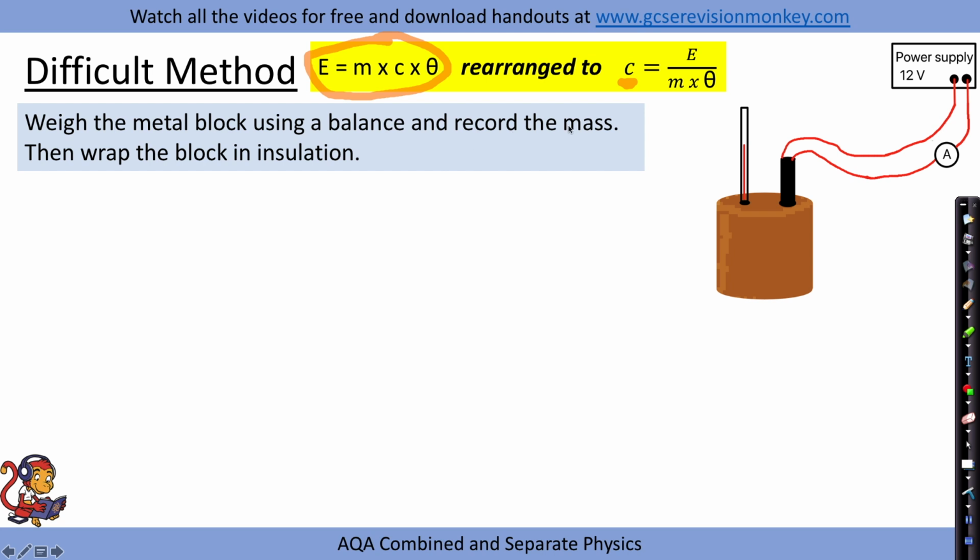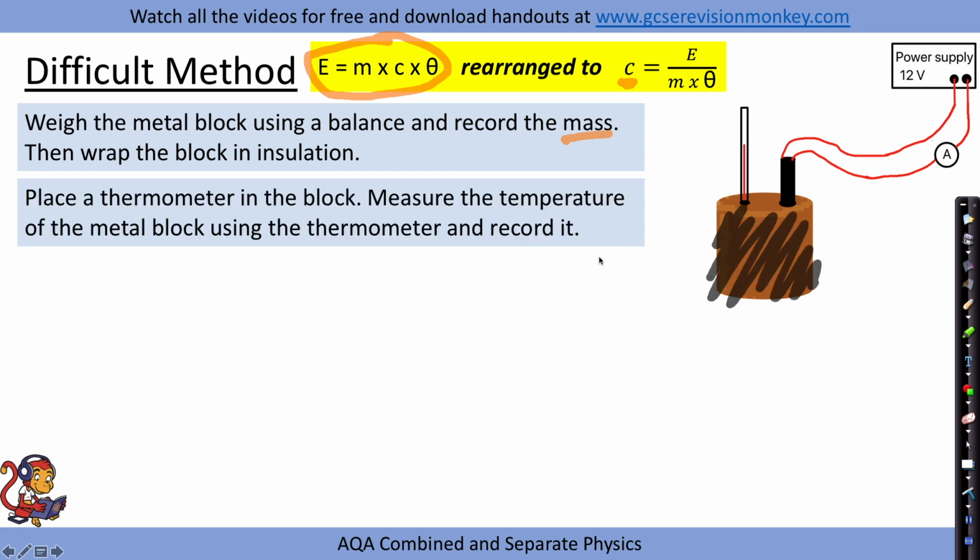Weigh the metal block using a balance to record the mass. Wrap the block in insulation to prevent heat transfer to the surroundings. Place a thermometer in the block to measure the temperature before. The next step is slightly different, however.